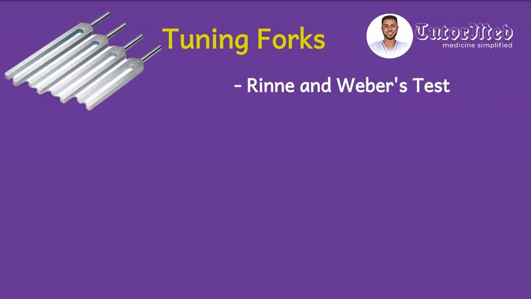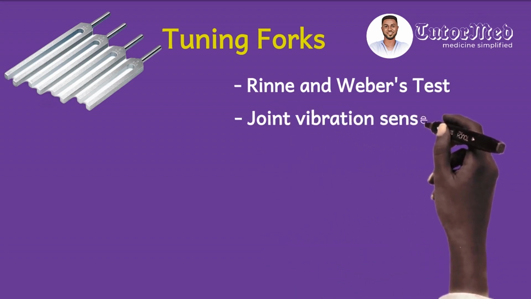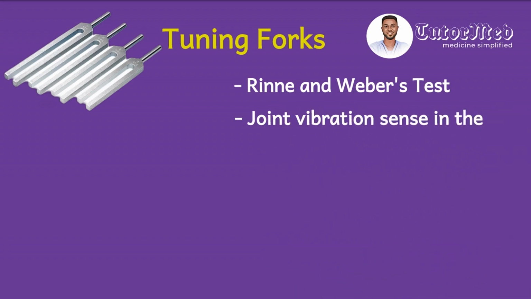It's okay if you do not understand these terms, but just note that one of the uses of tuning forks in exams is to do the Rinne and then the Weber's test. And these tests can differentiate between a conductive hearing loss and then a sensorineural hearing loss. We will look at this in detail in our subsequent videos. Usually, the tuning fork used here is the 512 Hz tuning fork.